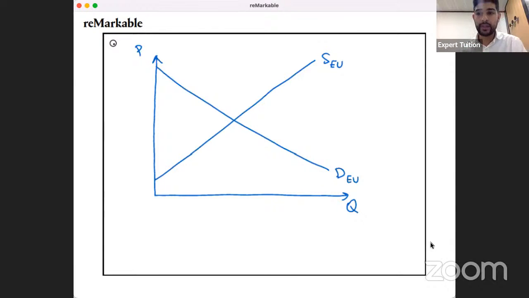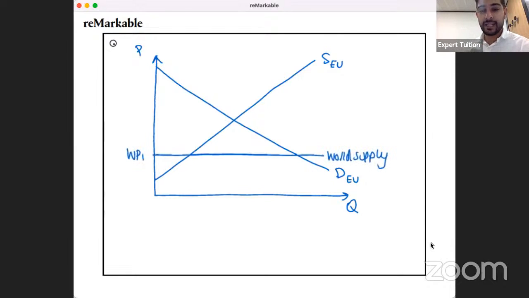The reason why is because this particular product, imagine you could buy it from anywhere in the world. Therefore, if anyone tried to charge even a penny more than what everyone else is charging, no one will buy it off them. So imagine the world price is initially here. So we have WP1, and this is the world supply. It's perfectly elastic, because it basically says you can get this product at this price from anywhere in the world. Anyone can sell it to you at this price.